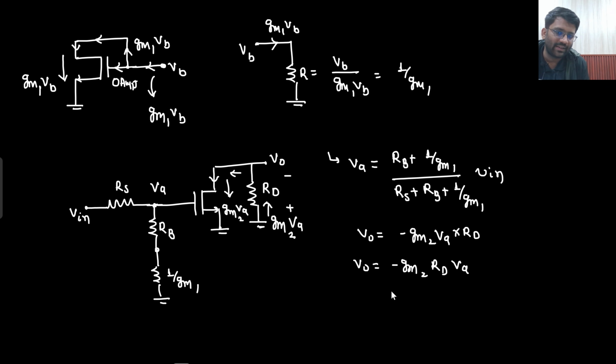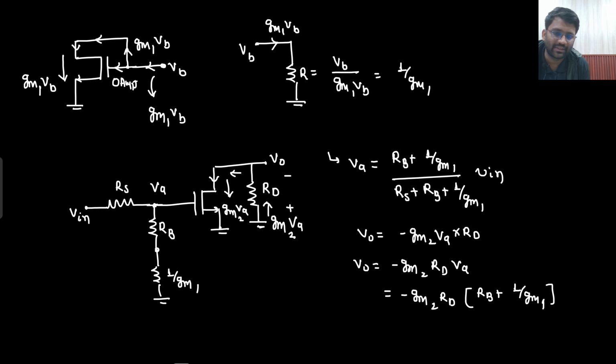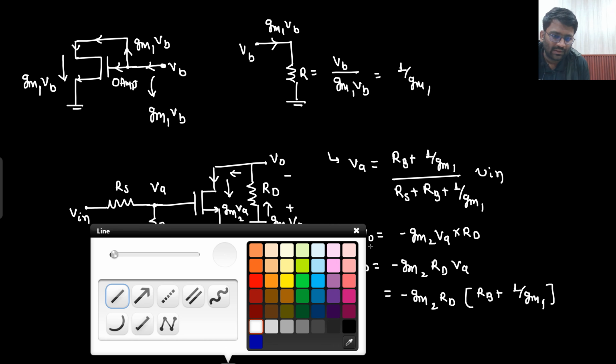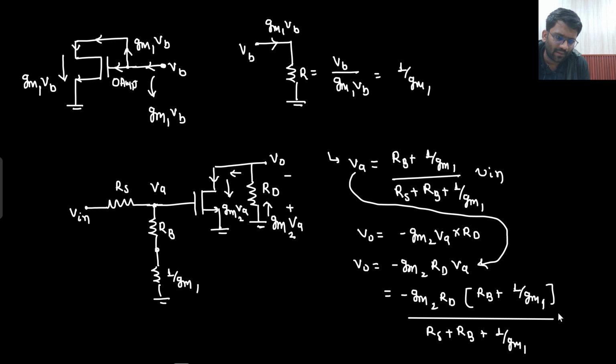Now VA I can replace in terms of V in. So minus GM2RD times RB plus 1 by GM1. Now in what form is the answer given? Yes, in this form only the answer is given, so you can sense that the answer is matching now. I am just putting this value of VA here, nothing else: RB plus 1 by GM1 upon RS plus RB plus 1 by GM1, multiplied with V in, is equal to V naught.